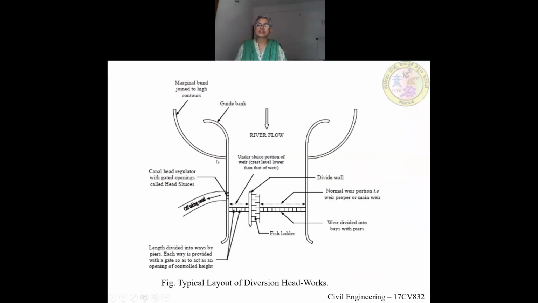This is how we can draw it schematically. So this is the marginal bund on both sides, which will protect the surrounding areas, and the guide banks will guide the river to flow towards the canal regulator. This is the structure, this is the diversion network. And you can see this divide wall which is perpendicular to these obstruction walls. This is the weir or the barrage.